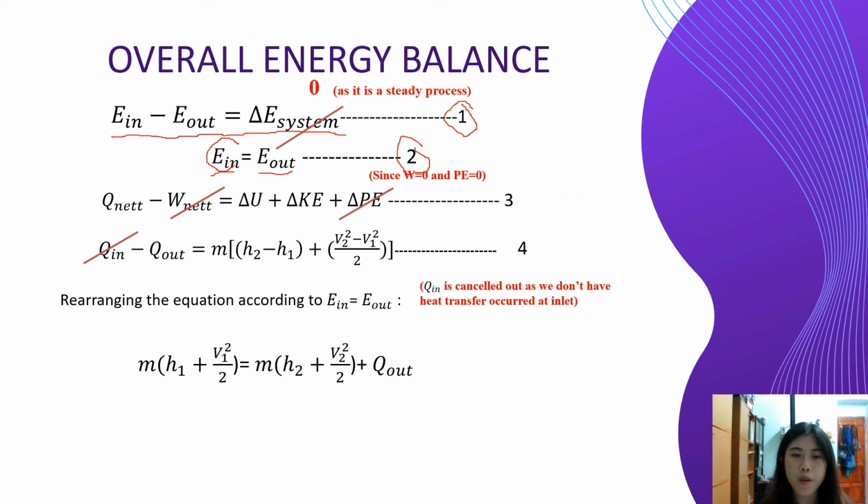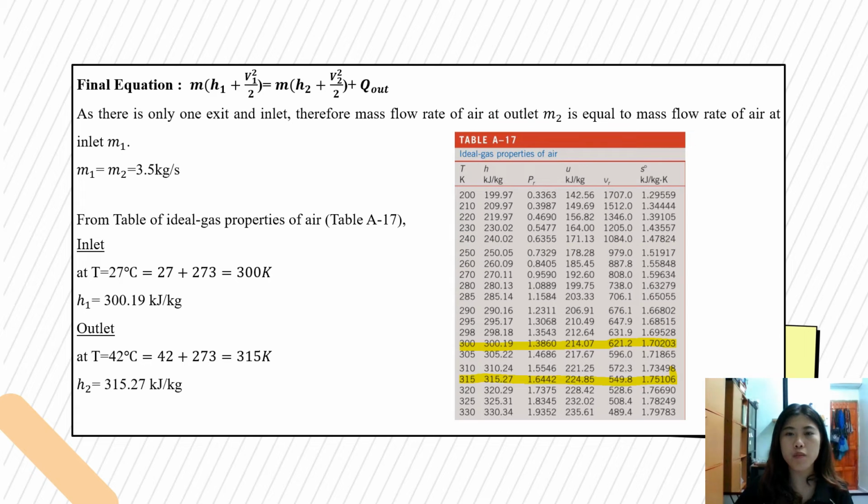The energy inlet can be replaced by Q net minus W net, and the energy outlet can be replaced by delta U plus delta KE plus the energy in, and also the energy out. We can get the final equation, which is this. Now I will explain the steps to get the solution. This equation I will apply to get the exit velocity.